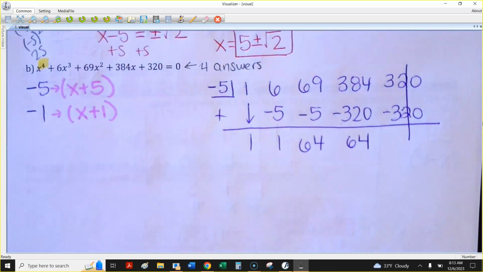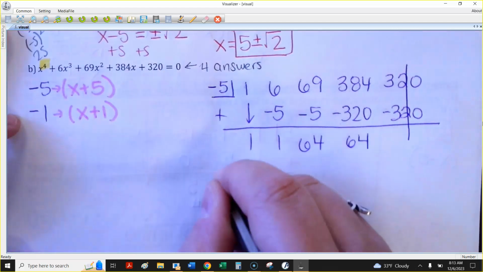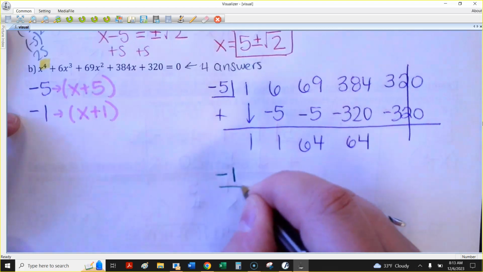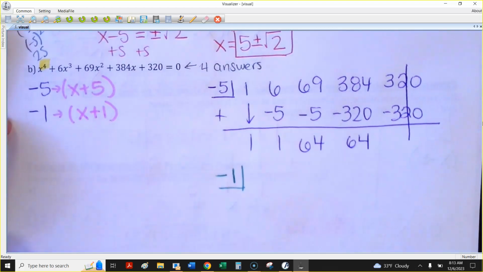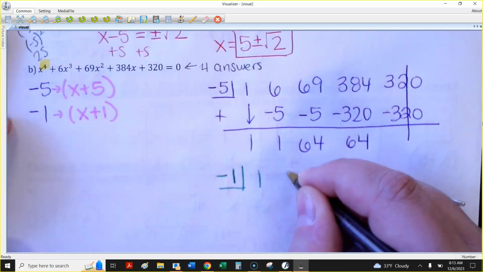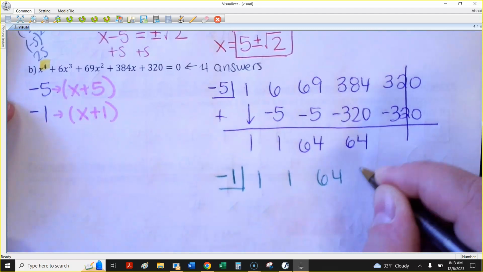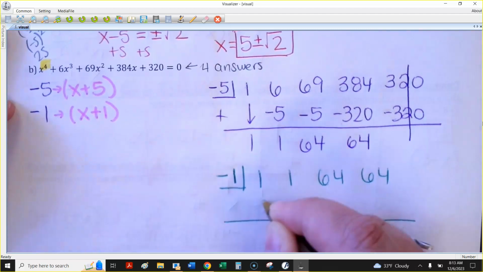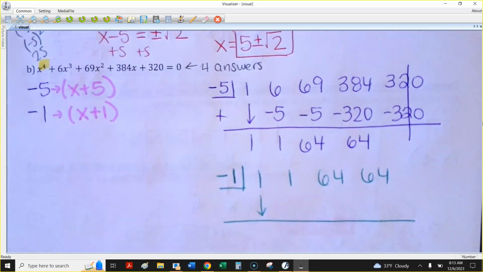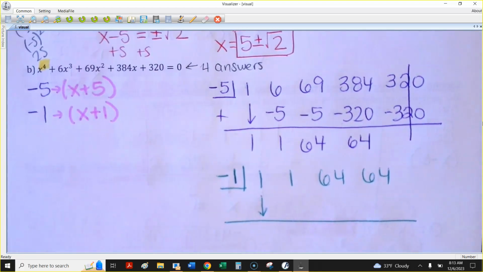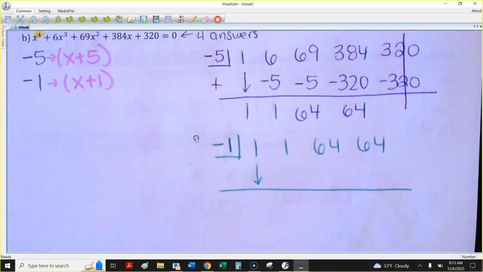Now, since I had a second 0 from the graph, I'll do a different color. I'm going to use the other linear factor, x plus 1. The 0 is -1. I'm just going to copy what I just got: 1, 1, 64, 64. Just repeat the process. And again, if you got these off the graph, when you divide, they should not have a remainder. If you get a remainder on these, then either we set something up wrong, or we copied something wrong, or made a little bit of a mistake of some kind.